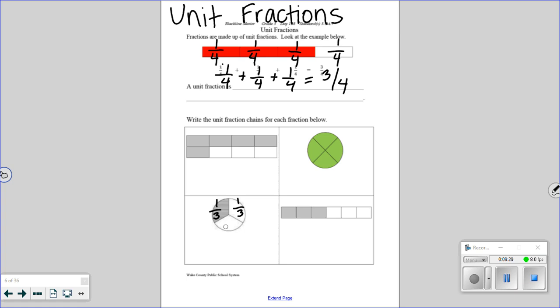What is this piece going to be worth? Marley? 1/3. What do you think we're counting on that fraction? Archer? 1/3. We're counting thirds, right? If I said 1/3 plus 1/3, what would I get? I'm counting thirds. That's the thing that I'm counting. 1/3 plus 1/3 is 2/3. The thing I'm counting is thirds, and I have 2 of them. 2/3.